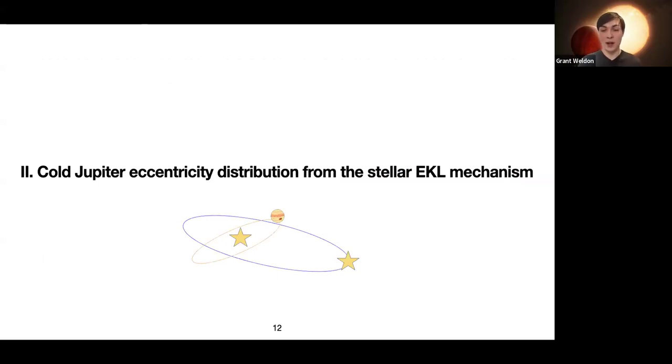And it's especially useful if you want to run this for a population of systems. So this brings me to my second project. With this knowledge of EKL in mind, we want to study the population level effect of this mechanism. And we'll be taking a look at the eccentricities of cold Jupiters shaped by the EKL mechanism in stellar binaries. So the systems look like what is shown on the screen, where you have a cold Jupiter around a star, and then orbited by a distant bound stellar companion.